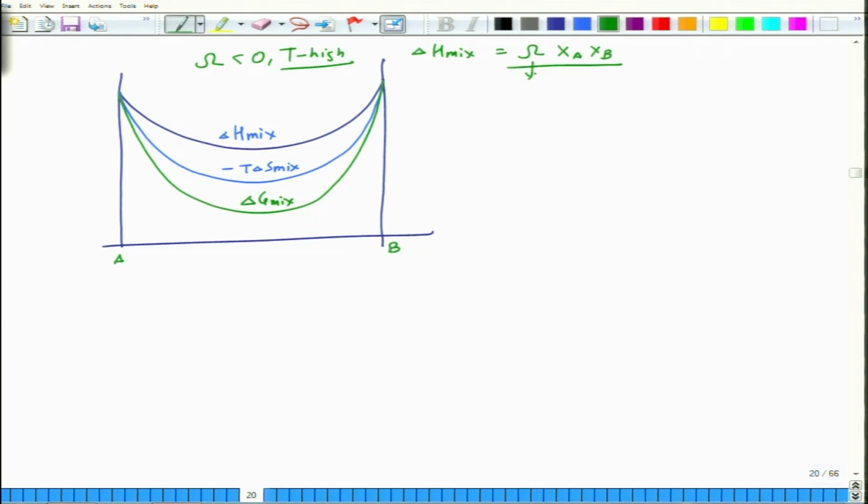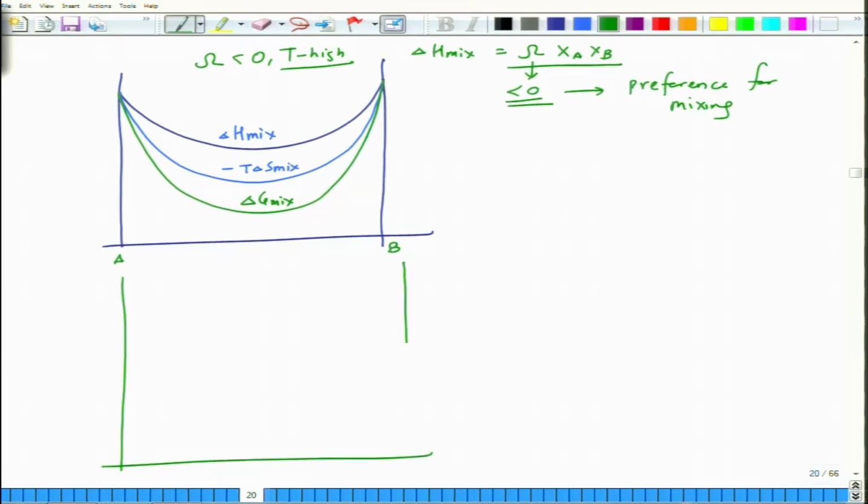So, if this term is negative, which means there is a preference for mixing, and when it is positive, there is less preference for mixing. So, when omega is less than 0, that is delta H mix is negative, that is the behavior. So, your free energy of mixing is very negative and the alloy formation is preferred. However, when omega is greater than 0 and temperature is low, then the situation may change.